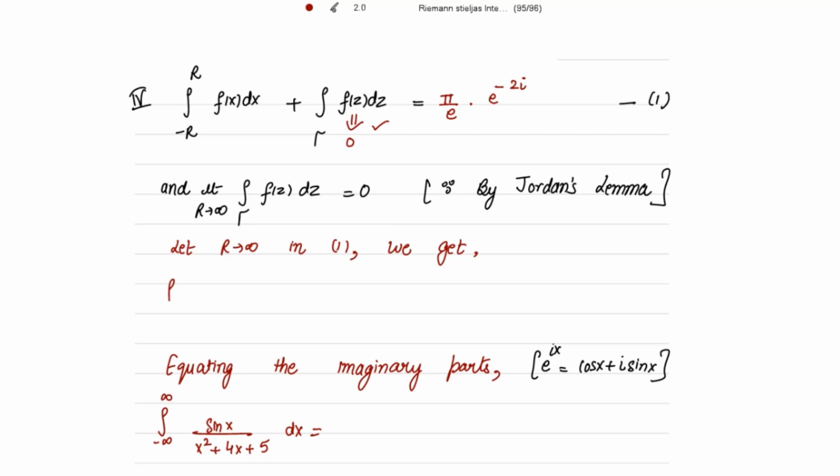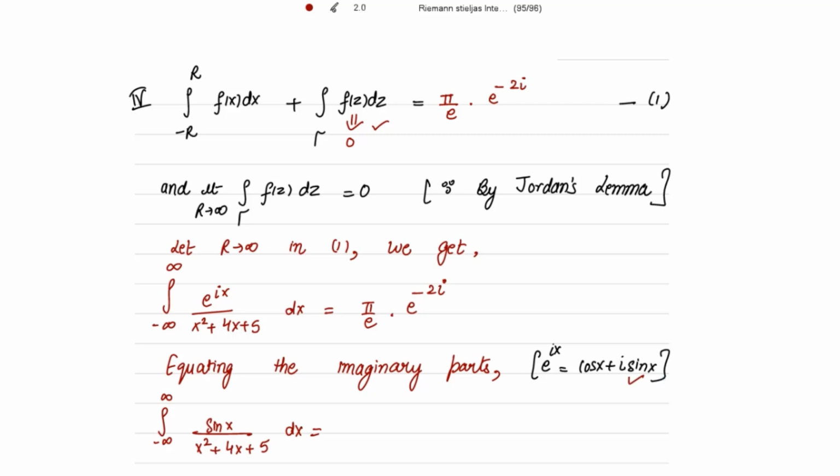We get, when r is tending to infinity, this will become negative infinity to positive infinity of e the power iota x over x square plus 4x plus 5 dx is equal to pi over e into e the power negative 2 iota. Now remember, I need sine in the numerator, right? So now I am going to use Euler's formula for e the power iota x, and that is: e the power iota x is cos of x plus iota sine of x.